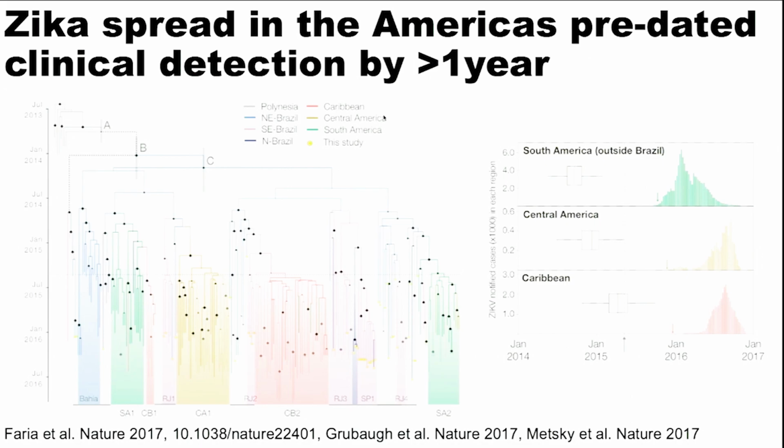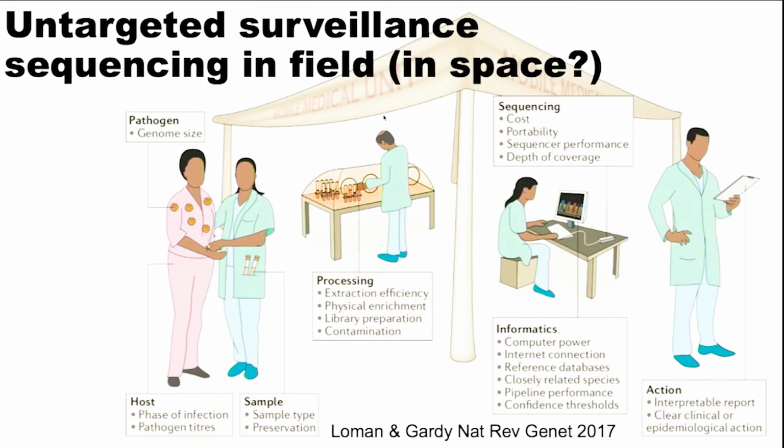And we can date back the introduction of that Zika virus all the way to the start of 2014 or earlier, hopping across the Pacific Islands into Northeast Brazil and then across the Americas, sweeping across the Americas. And what we're showing here is that this is a common pattern, different regions. It takes a long time for the first clinical case to be detected, but actually the introduction into that area happened a good year before in each case.